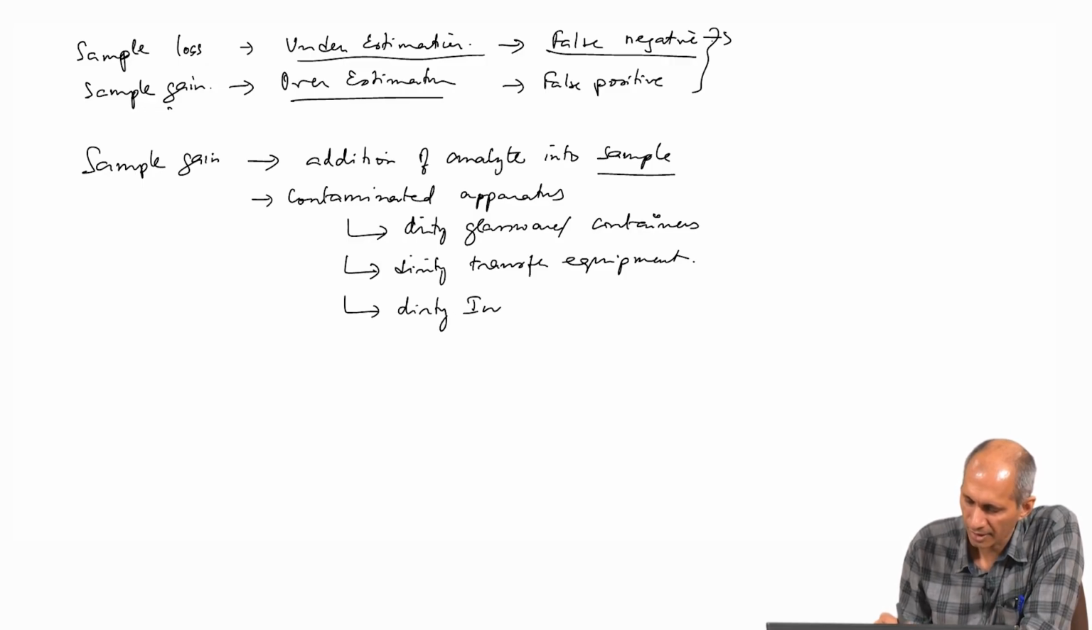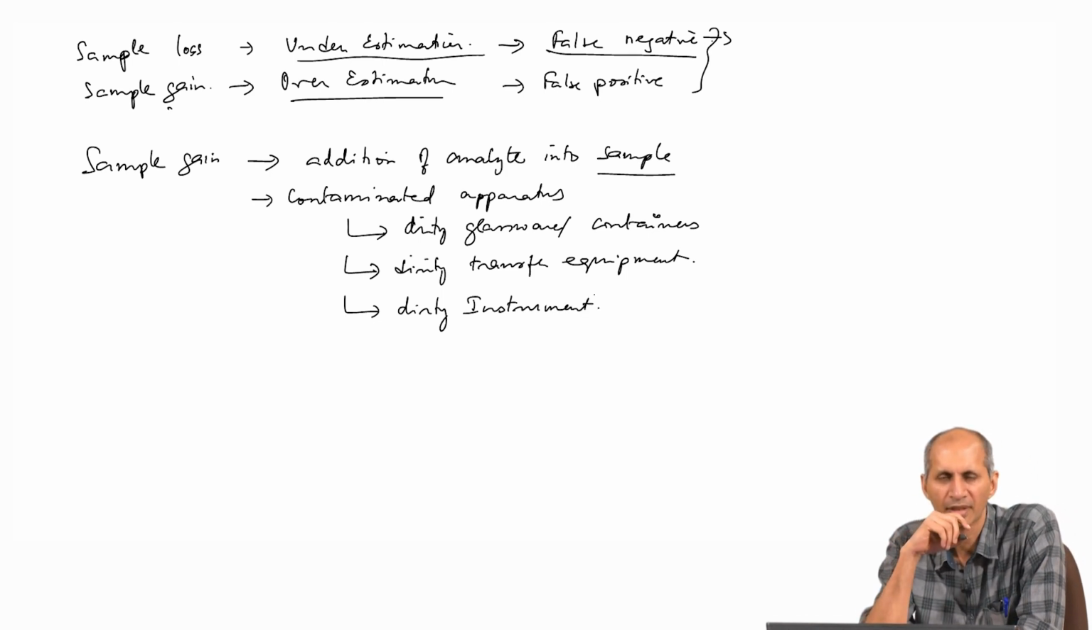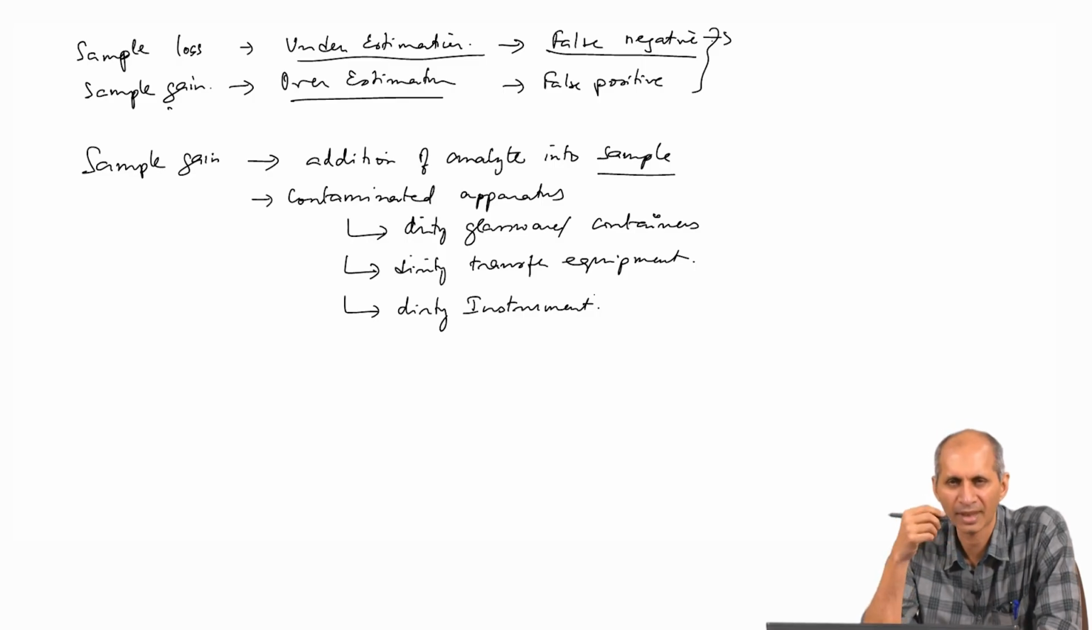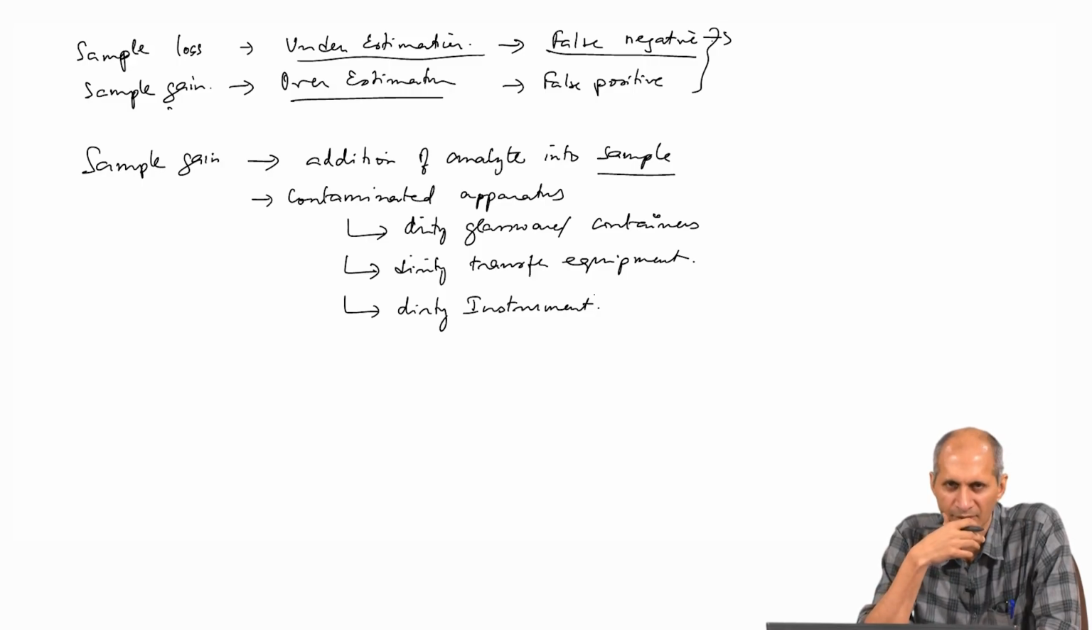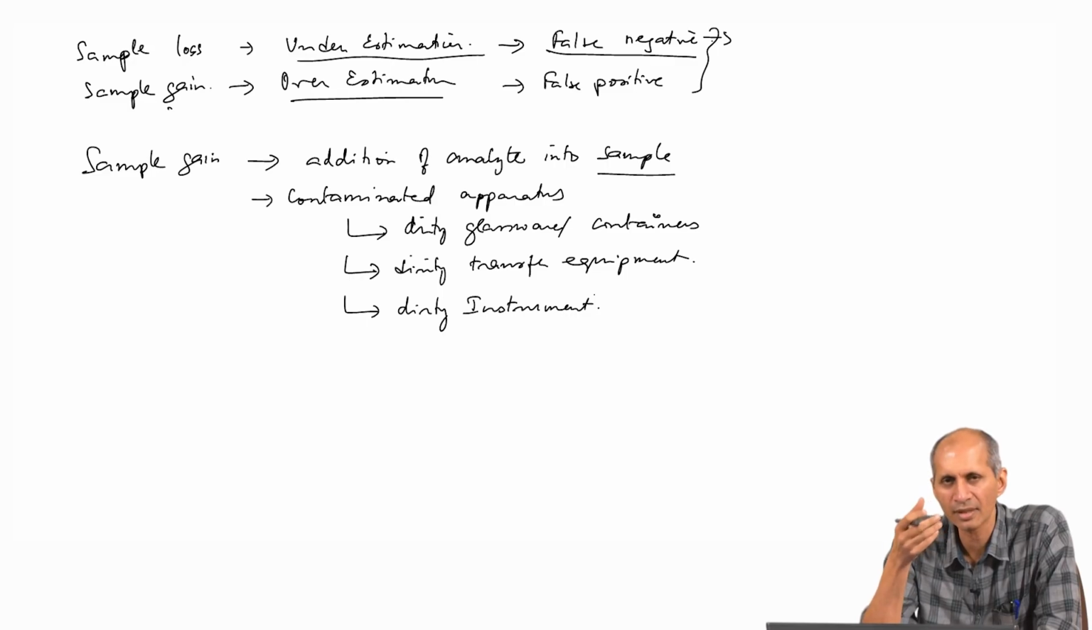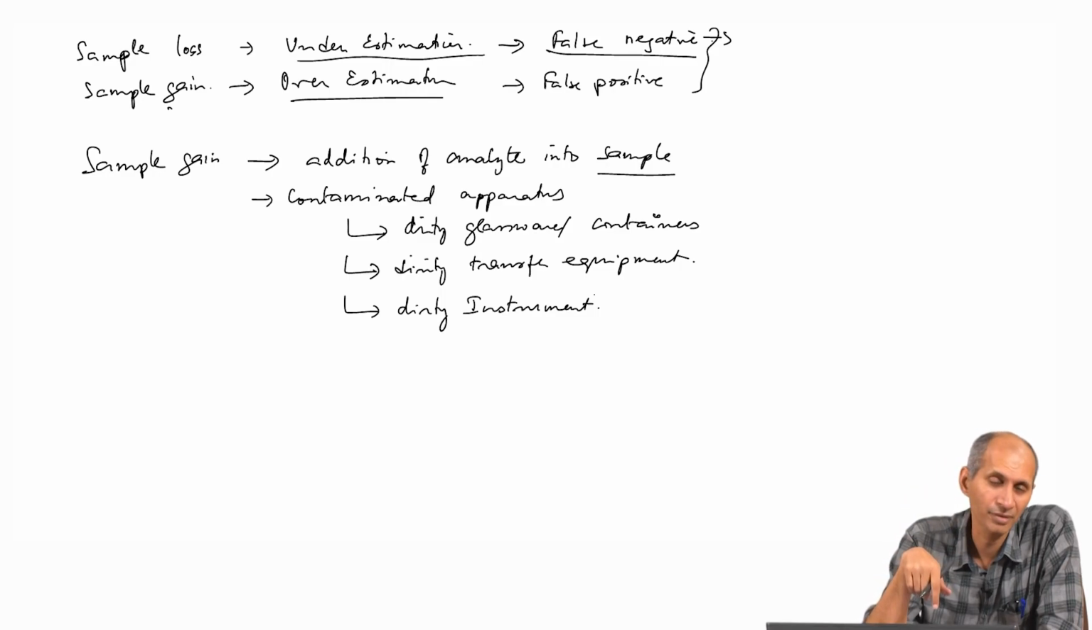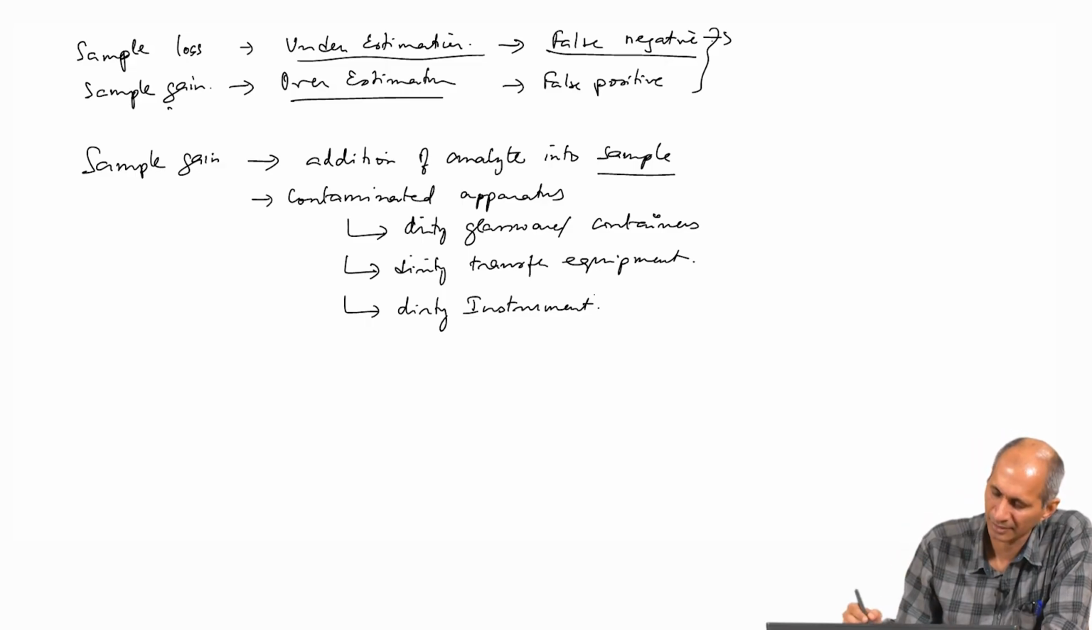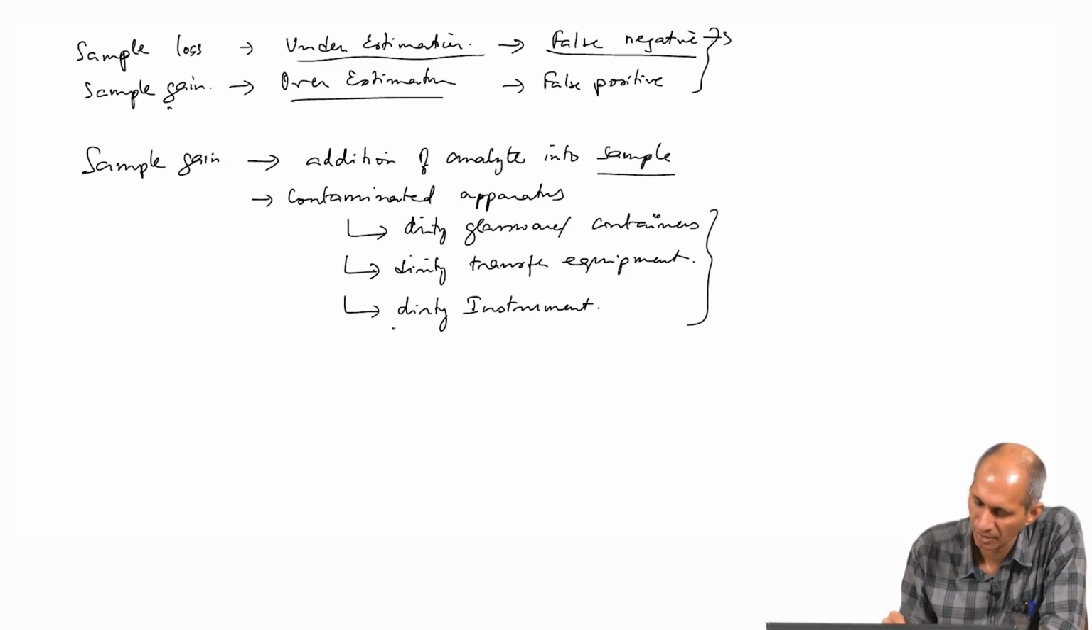Dirty instrument is a very common way of this happening. Dirty instrument means the analytical instrument has not lost its previous sample. So, I inject a sample into a gas chromatography instrument and it retains some of these chemicals from one analysis, and that is sample loss for one sample, but for the next sample it is sample gain. So, both of these can occur in the case of an instrument. This is usually called sample memory for instruments.